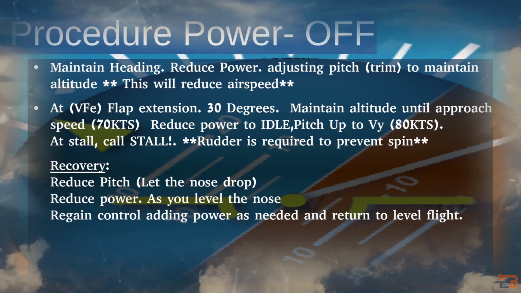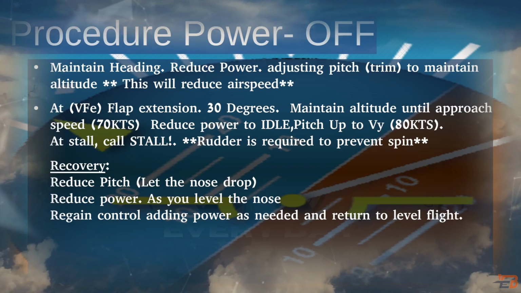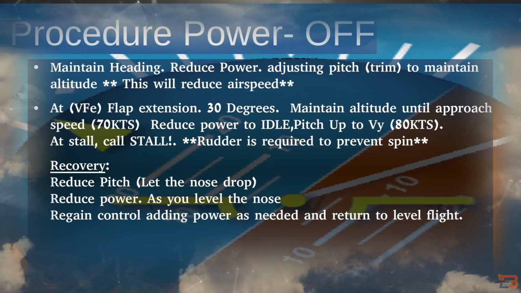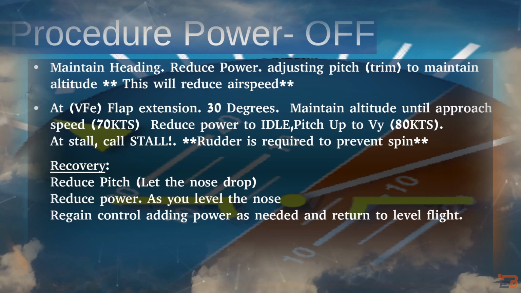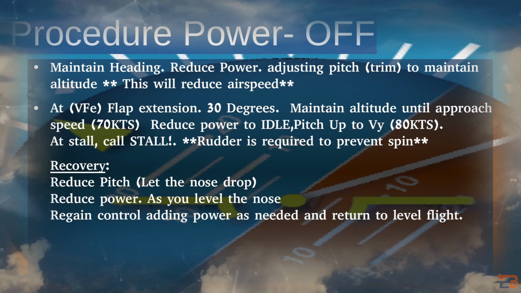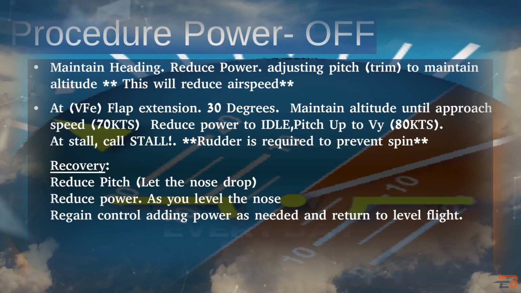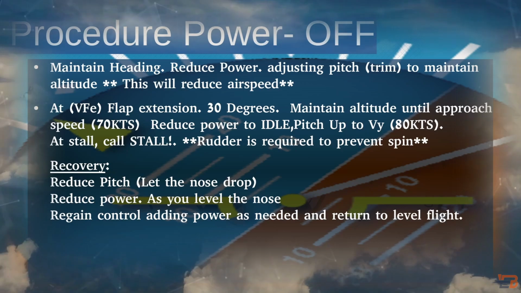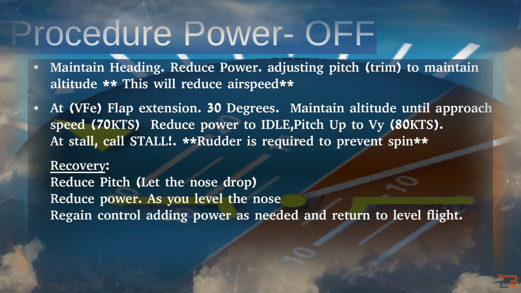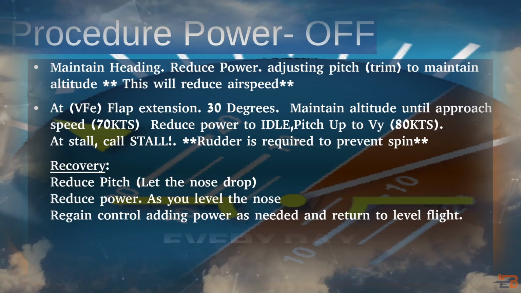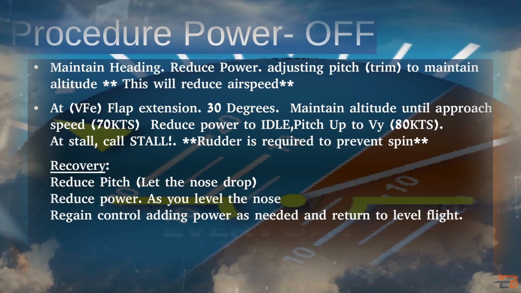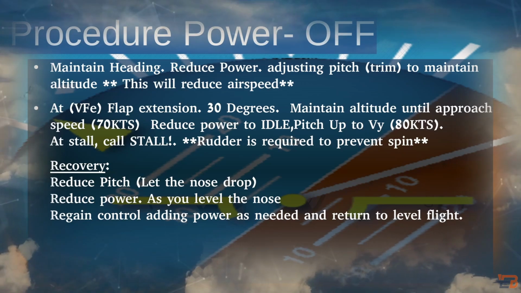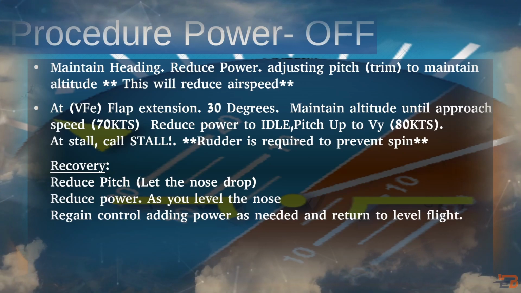Power off stall. Maintain heading. Reduce power, adjusting pitch trim to maintain altitude. This will reduce airspeed. At VFE, flap extension, 30 degrees. Maintain altitude until approach speed, 70 knots. Reduce power to idle, pitch up to VI, 80 knots. At stall, call stall. Rudder is required to prevent spin. Recovery: reduce pitch, let the nose drop. Reduce power as you level the nose, regain control, adding power as needed and return to level flight.